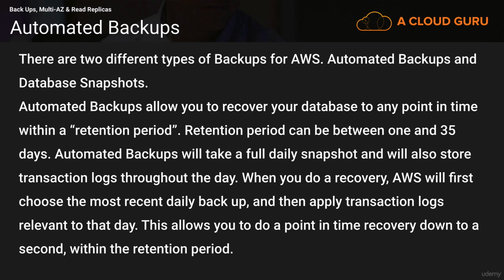And when you do a recovery, what happens is AWS will go in and choose the most recent daily backup and then apply the transaction logs to that backup that are relevant to that day. And what's cool about this is it allows you to do a point-in-time recovery down to a second within that retention period. So you can go back 35 days and you can say, okay, on Friday afternoon at 2:35 p.m. and 45 seconds, I want to recover my database to that point in time. And this is all built into RDS by default, so you don't need to really worry about this. You just turn on automated backups and RDS will do all the heavy lifting for you.